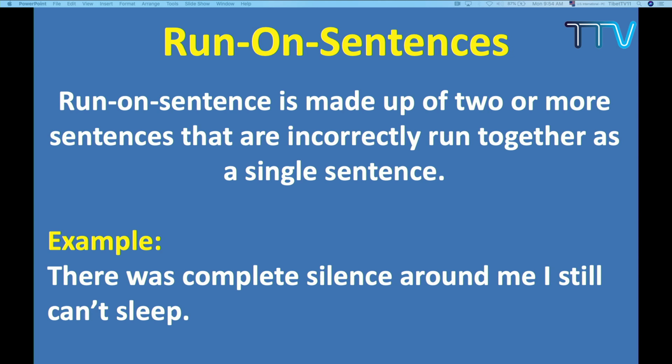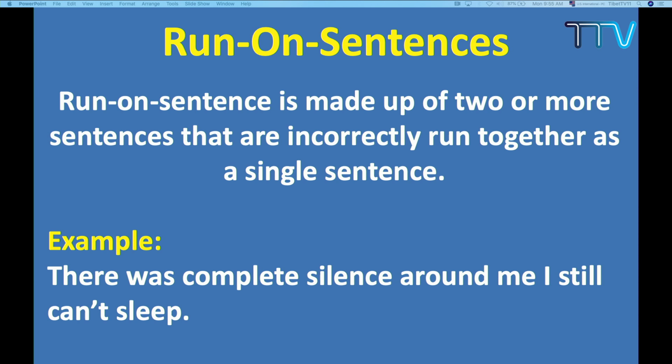Now let us look at what you mean by run-on sentence. A run-on sentence is made up of two or more sentences that are incorrectly run together as a single sentence. Whenever you submit your assignment, a paragraph or essay or diary, the teachers will edit your work. Sometimes you make a mistake. What is that mistake? That is run-on sentences. The sentences are running without any stopping. Even if there are two independent sentences, we tend to consider them as one single sentence. So this type of error is called a run-on sentence error.